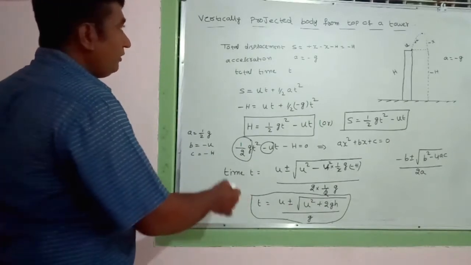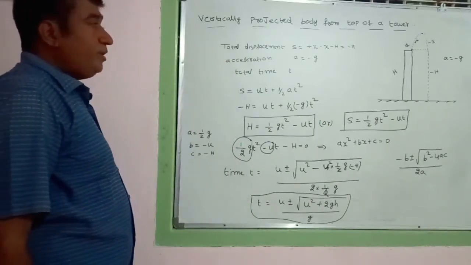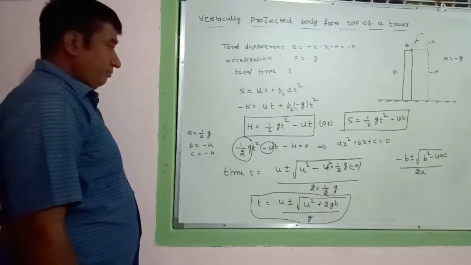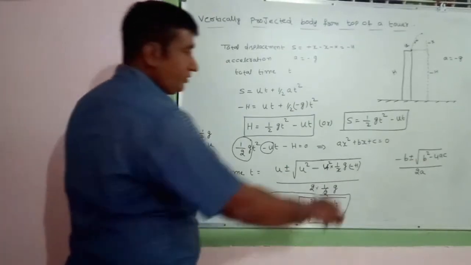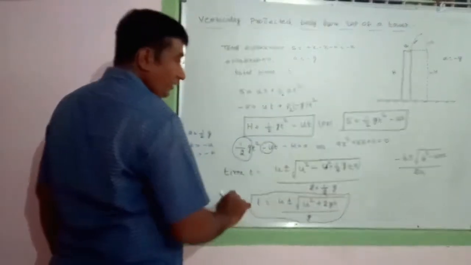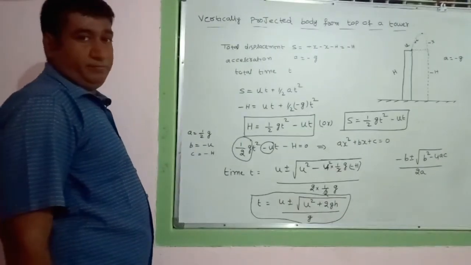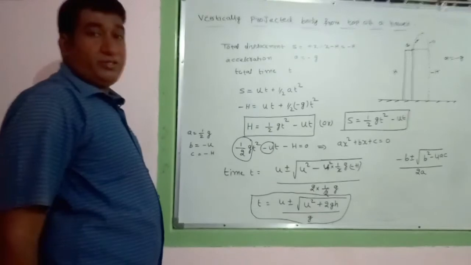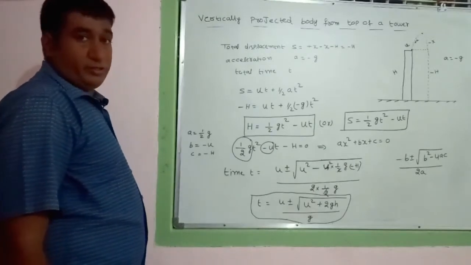So this is regarding the vertically projected body from the top of a tower. In this we find the displacement and then the total time taken. So with the help of this we can do some numericals.